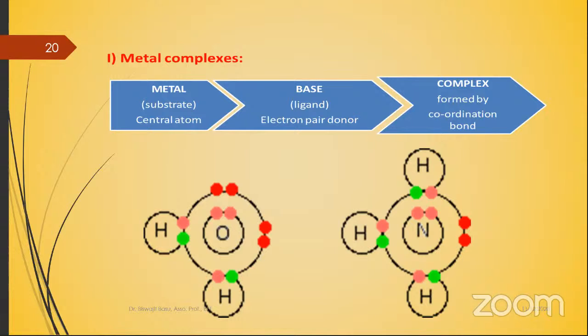And when the substrate and ligand bind to form a complex, what type of bond is responsible for that? Coordination bond is responsible for this type of metal complex. So the metal, or substrate, or central atom, and then the base, known as the ligand, an electron pair donor. This is important. By the help of that electron pair, the metal, the central atom, will bind with the ligand, and this complex will form by the help of a coordination bond.